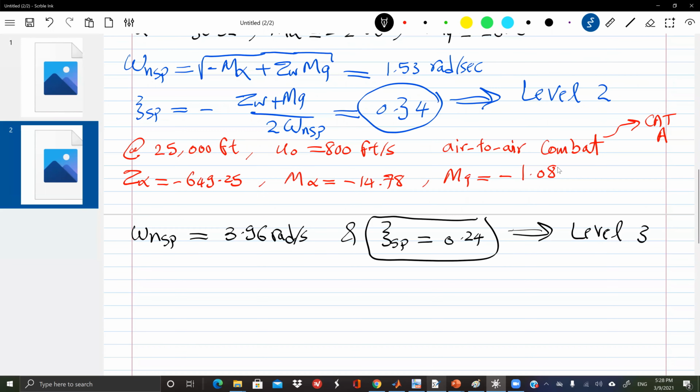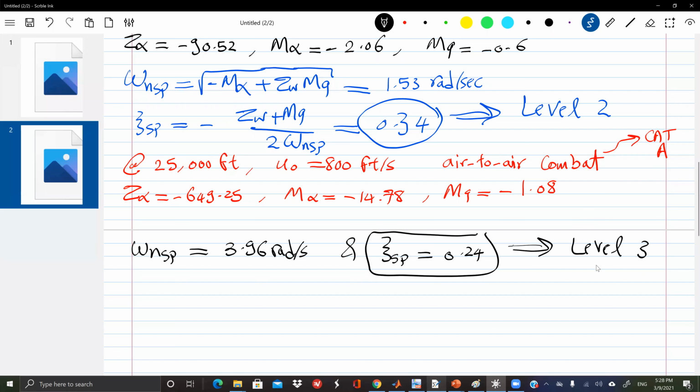So I'm gonna take the worst case scenario among the two, which is simply this red flight condition, because it's level 3, it's worse, right, than level 2. And I'm gonna design a flight controller here to bring this flight condition into level 1. And if this is level 1, obviously this will be enhanced accordingly and become also level 1. Okay, any question about that?